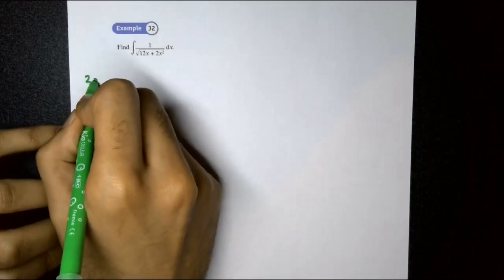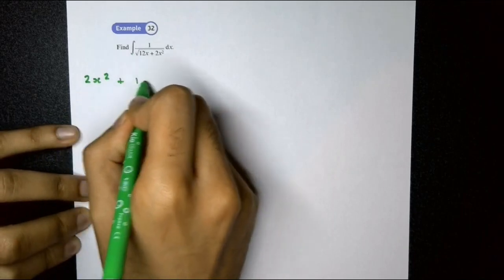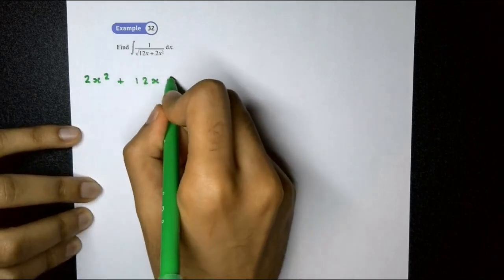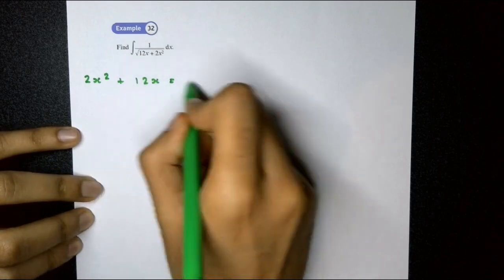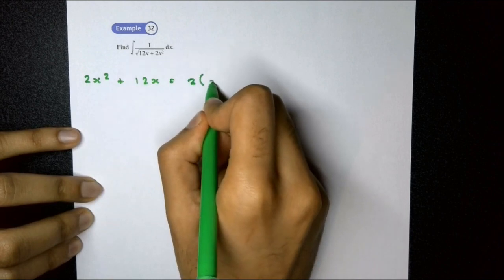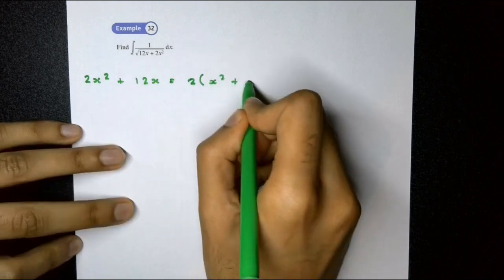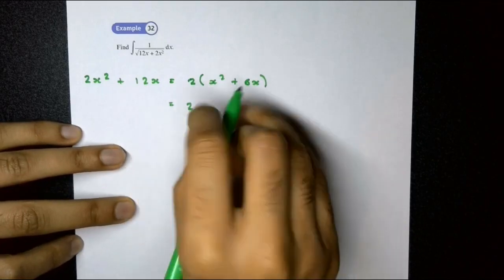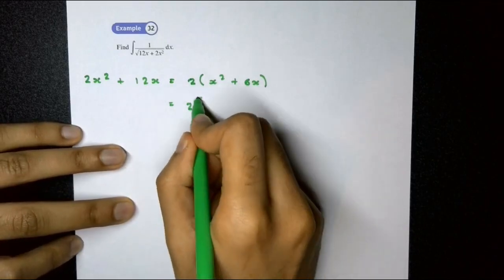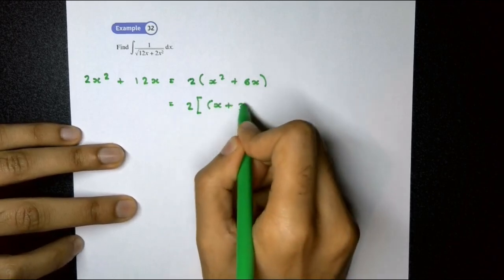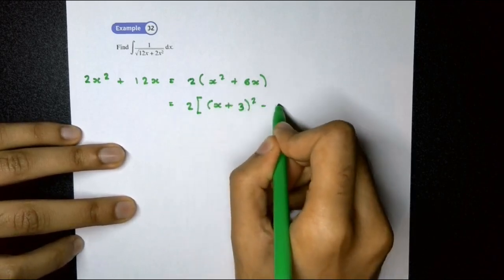So if we do that, we begin with the 2x squared plus 12x, and what we can do is take out a 2 as a common factor, so we've got 2 lots of x squared plus 6x, and then we can complete the square of what's in this bracket, so we've got 2 lots of x plus 3 all squared minus 9.